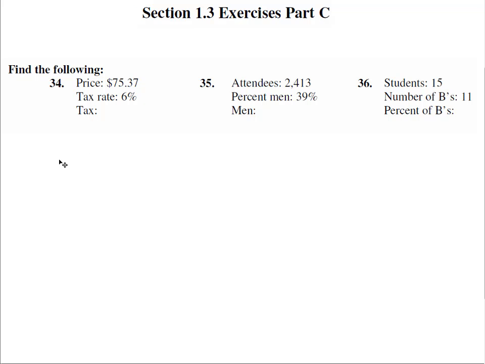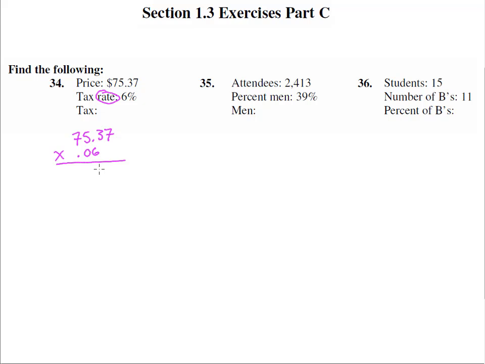And to finish up, we're going to do the solutions to numbers 34 through 36 here. 34, this is the price. The tax rate, that's a percent. We're always going to times those. So 0.06, change it to a decimal. 75.37. When we times those, that will give us the actual amount of tax that is being assessed.